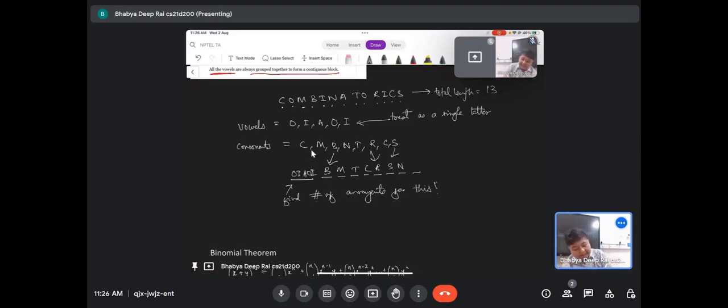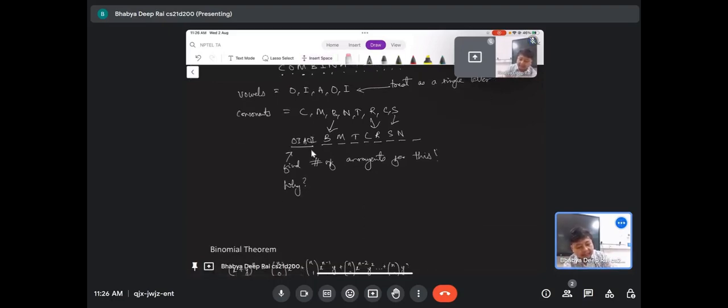Why? Because if I find the number of arrangements for this, vowels are guaranteed to be together. Right. So I do not just arrange the consonants, I arrange the vowels also. So the vowels can also go here and there and so on. This set OI can also go here and there. Okay, so that is the idea.